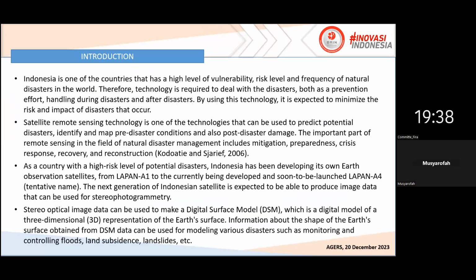Indonesia is one of the countries that has a high level of vulnerability, risk level, and frequency of natural disaster in the world. Therefore, technology is required to deal with the disaster, both as a prevention effort, handling during disaster, and after disaster. By using this technology, it is expected to minimize the risk and impact of the disaster that occur. Satellite remote sensing technology is one of the technologies that can be used to predict potential disaster, identify and map pre-disaster condition, and also post-disaster damage.